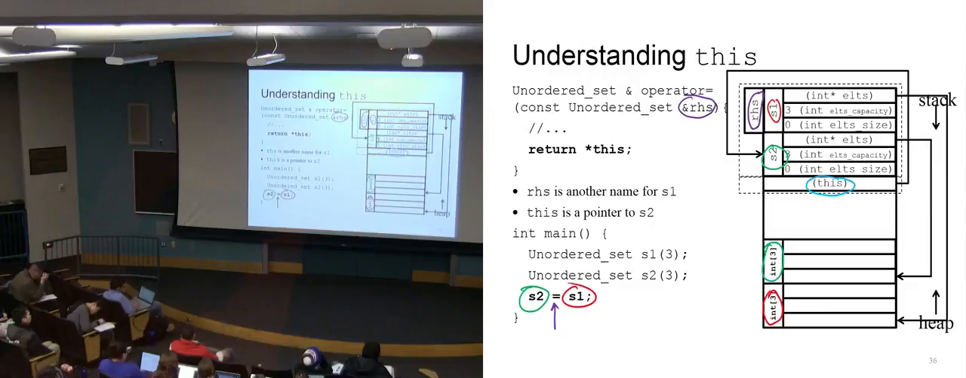So this is a pointer to S2. See my color coding? The colors will say it better than my English. Focus on the blue and green. This is like a fancy pointery name for S2. RHS is a fancy reference name for S1. You got to get that in your head to write an assignment operator correctly. Once you get that in your head, that's the hardest part about getting an assignment operator correct.